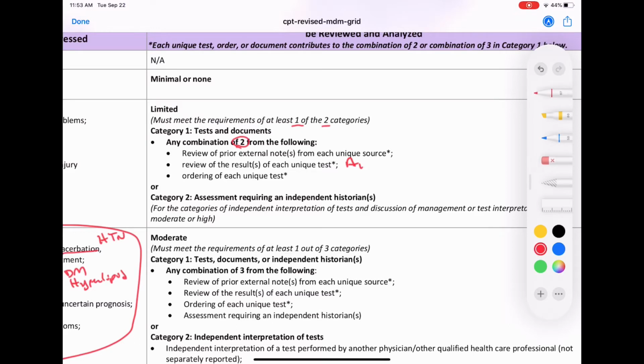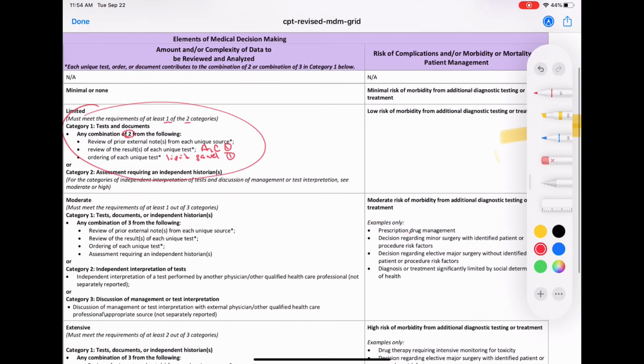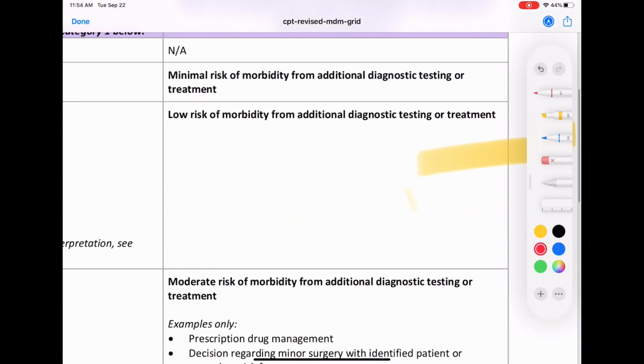So we reviewed an A1C. And then we ordered something. What did we order? We ordered a lipid panel. So we get 1 point here, 1 point here. That's the 2. So we are here on our data. I'm going to scooch over to the last column and zoom it in.